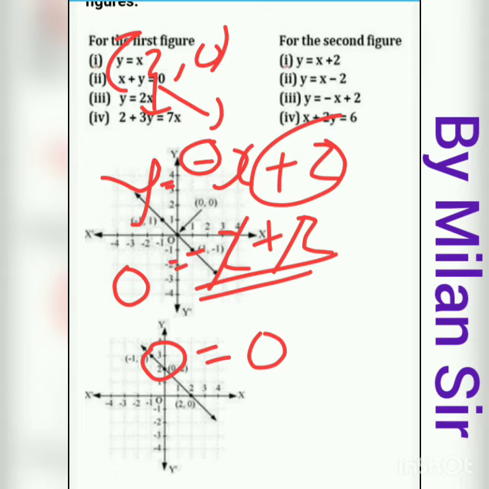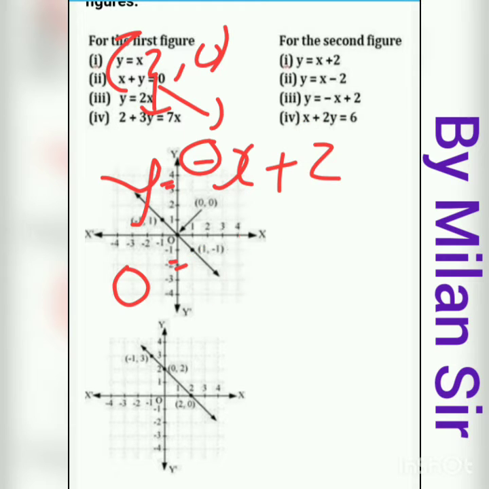Okay, so option 2 and 3 both can be our answer, but we need to check it properly. So option number 2 and 3 both are right for now.